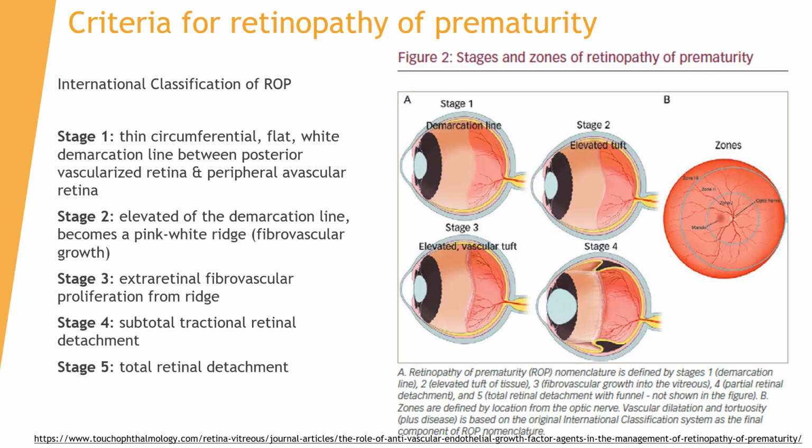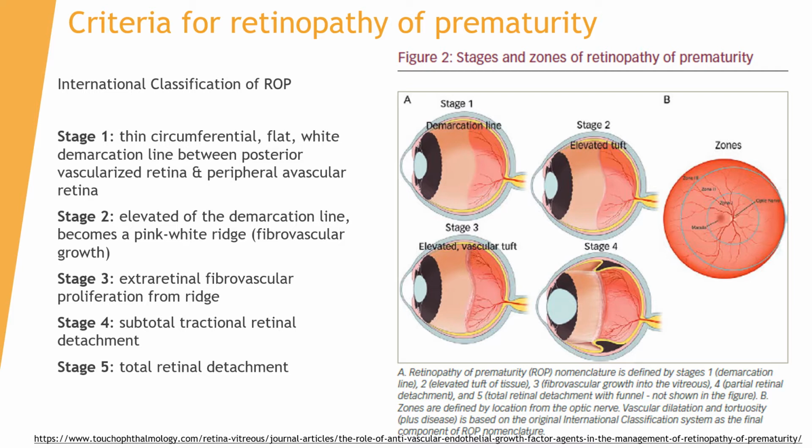There is an international criterion for ROP divided into 5 stages. In stage 1, there's a white, flat demarcation line between the posterior vascularized retina and peripheral, non-vascularized retina. Then in stage 2, the line becomes elevated and forms a pink-white ridge.